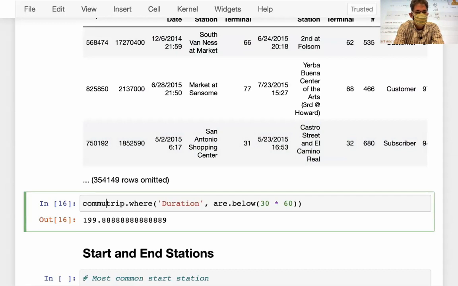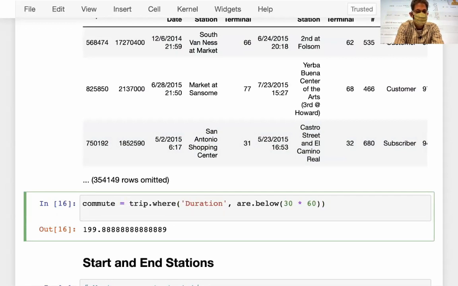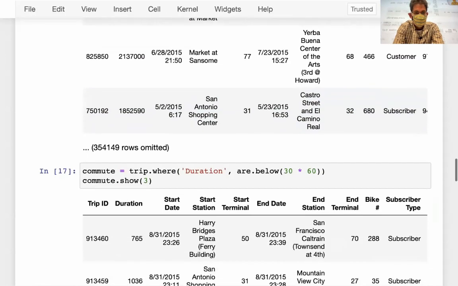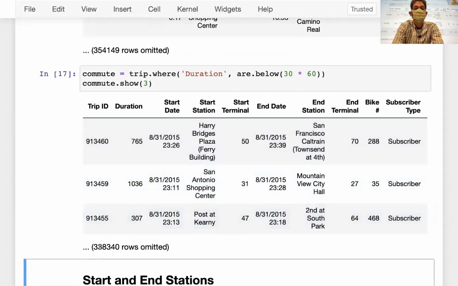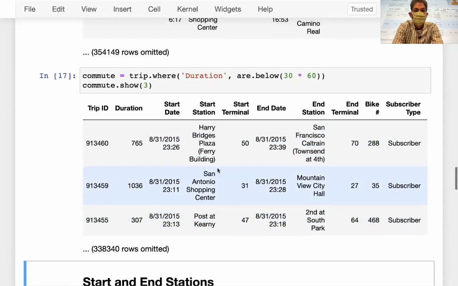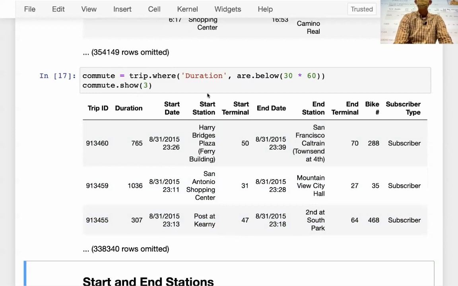Let's give this thing a name. That's like a commute time. You spend 30 minutes on a bike. We still have 338,000 rows. So that's most of the rows. There were 354,000 before. Why are there so many that are below a half an hour?